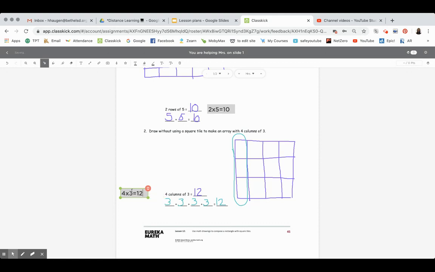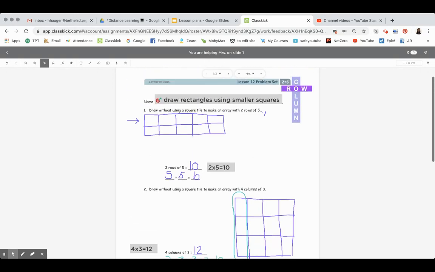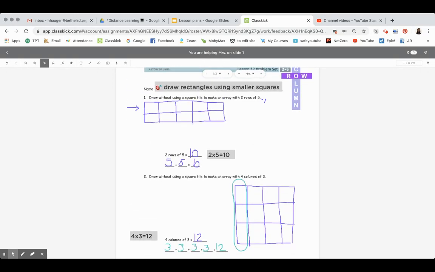So today we were continuing with our drawing the big rectangles with smaller squares. The only difference is we were dividing the big rectangle ourselves instead of dragging the actual square tiles. So 2 things in your work today. Draw the array, draw the big square, and then fill out the problems at the bottom. Of course, multiplication is always optional in 2nd grade.